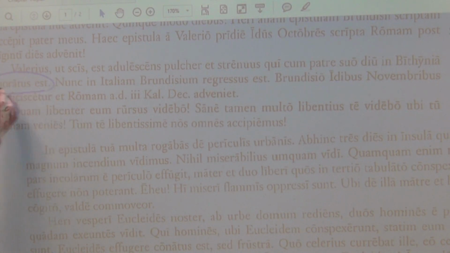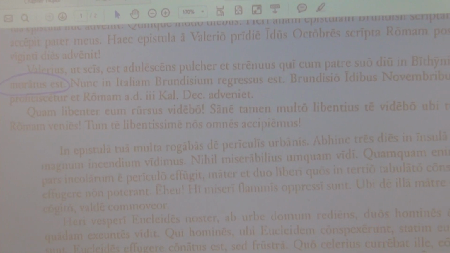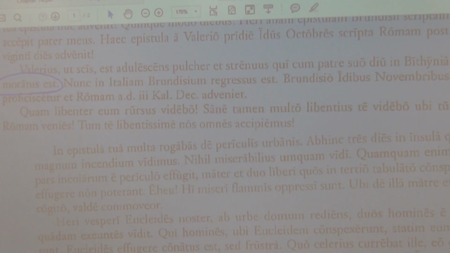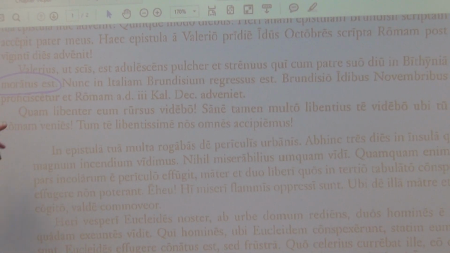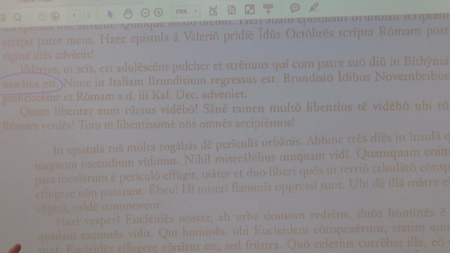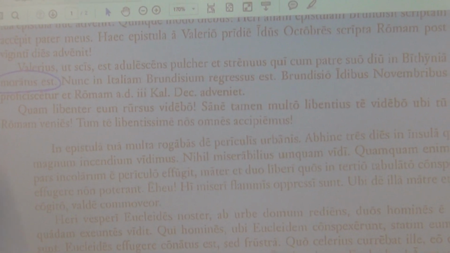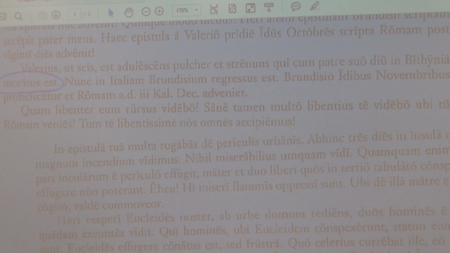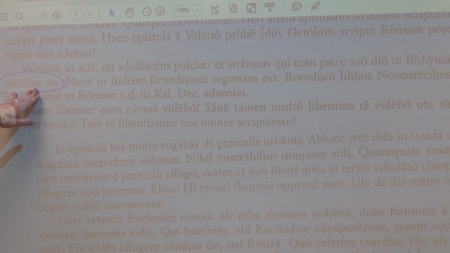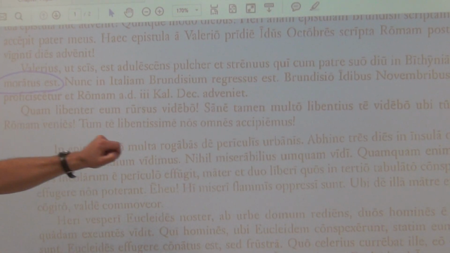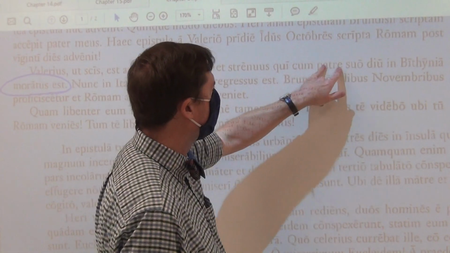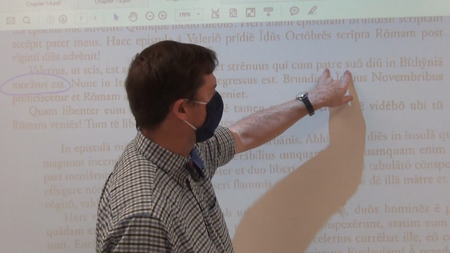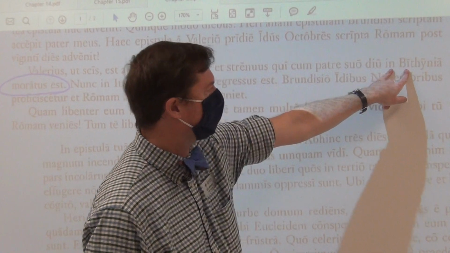Now here we are going to start seeing in this passage, because in the next chapter they're going to be introduced to what we call deponent verbs. Deponent verbs look passive but translate actively. So it looks passive, it looks like it should be "has been verbed," but from this verb, moror, morari, moratus sum, we will translate it actively: delayed, waited, or stayed. Cum patre suo, cum plus an ablative means with his father, for a long time in Bithynia.